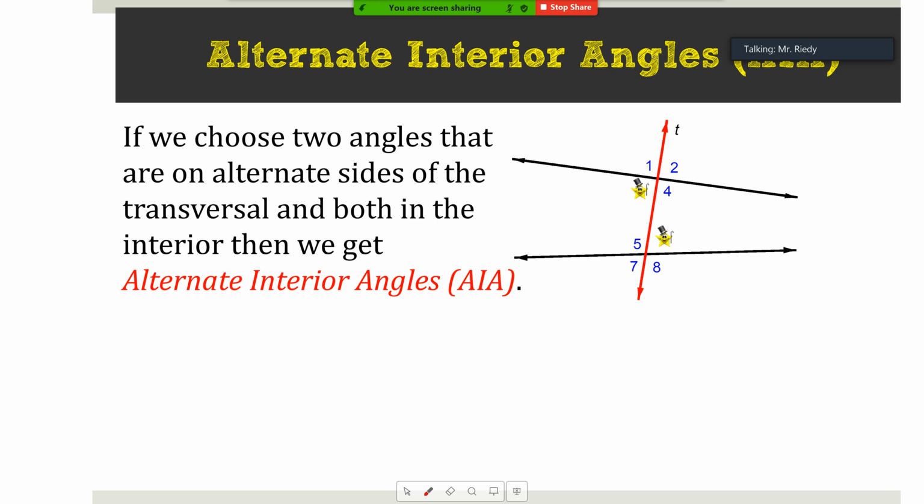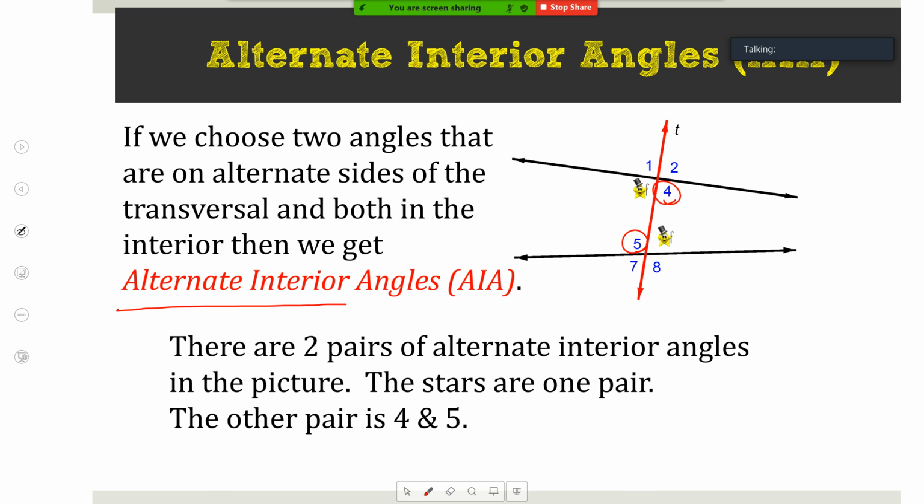So if you use a little logic, it would explain the name of these angles. Alternate, meaning they're on opposite sides of the transversal. Interior, meaning they're between the 2 lines that are being intersected. So the stars are the one pair. The other pair would be 4 and 5. Alternate again on opposite sides of the transversal. Interior on the inside. Only 2 pairs there. We're good?